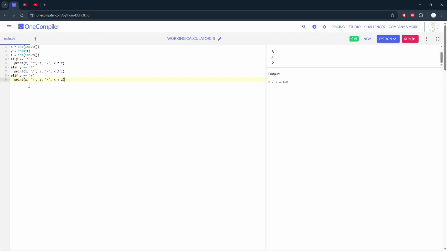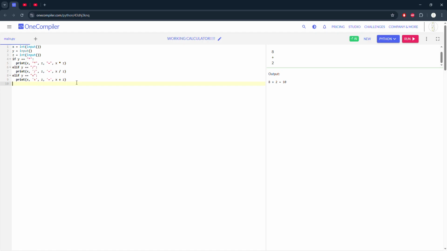So now this is the same thing. If it's a plus, then we're going to ask our program to print x plus z is equal to the answer of x plus z. So let's say 8 plus 2. This is going to be 10. So when we run, there. And now the last one.